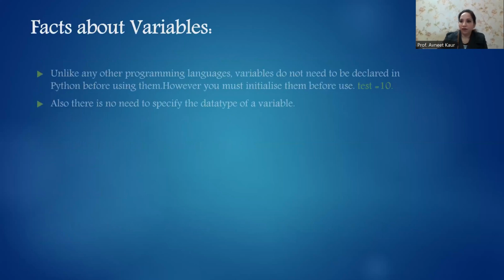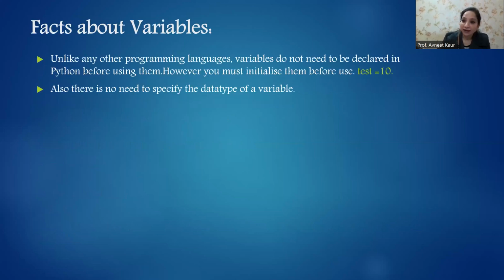Let us discuss some facts about variables. Unlike many other programming languages, variables do not need to be declared in Python. If you have worked on C or C++, you must know that we need to first declare them before initializing, with a declarative statement like int A, int B, int test. But in Python, we need not declare variables.